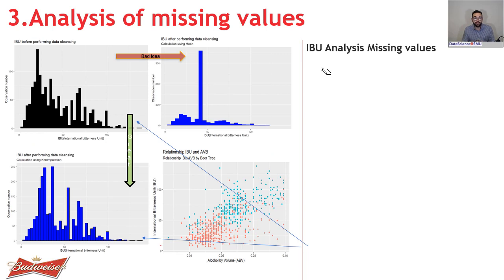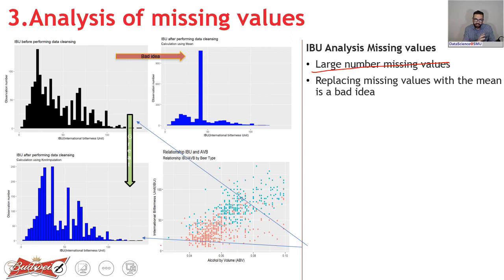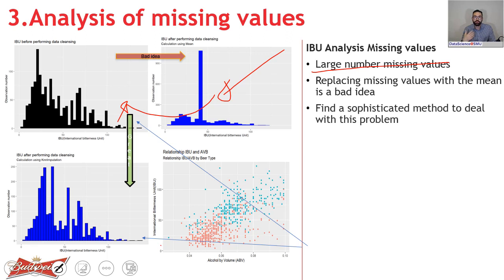In terms of the IBU variable, the procedure was more challenging because of the large number of missing values, 1005. Replacing the missing values as we did with the ABV variable was not an option because we would have a distribution like this, very different from the initial distribution. That's why we decided to find a sophisticated method, a different method.